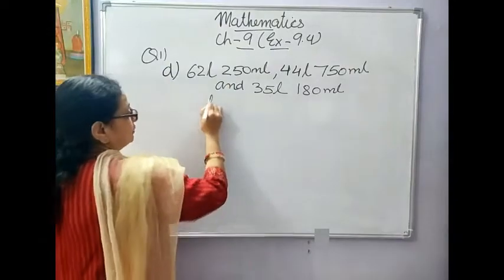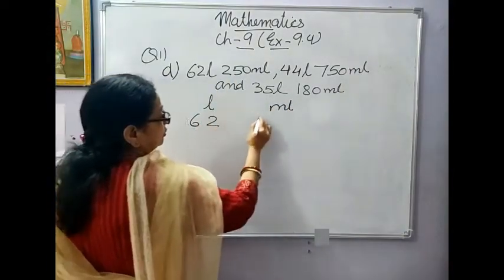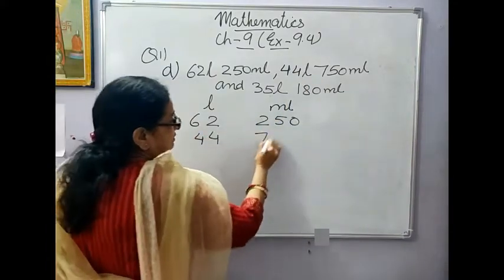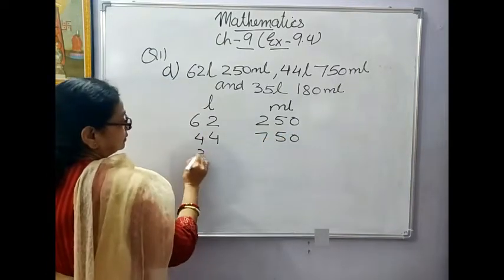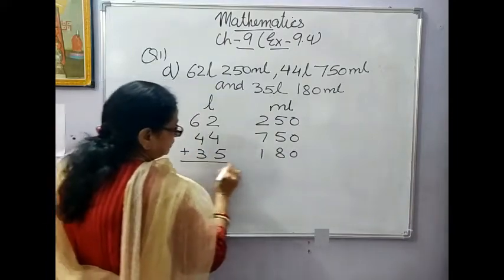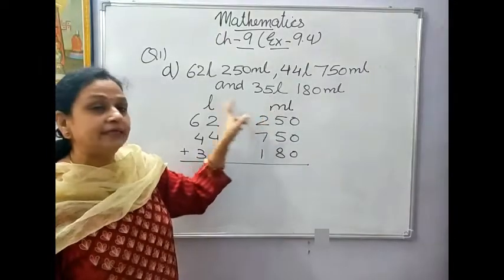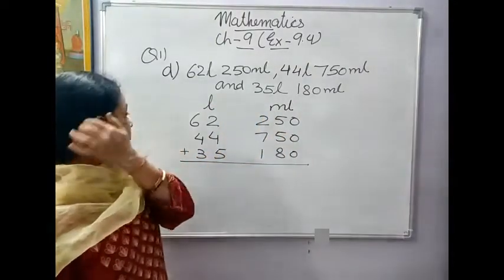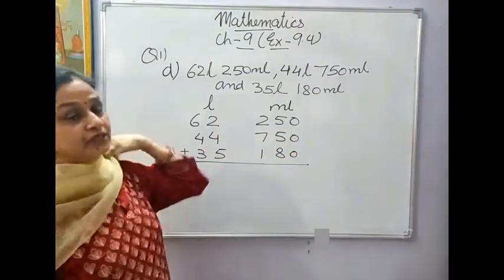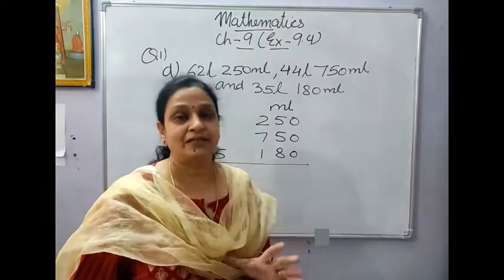There are 2 units, so we'll make 2 columns. Copy down the sums: 62, 250, 44, 750 and 35, 180. Put the plus sign because the sum is asked. Check how many milliliters are there in 1 liter? 1000. So there should be 3 places: 1, 2, 3. That means we don't need to put 0 over here. Clear, children? So make it a point.